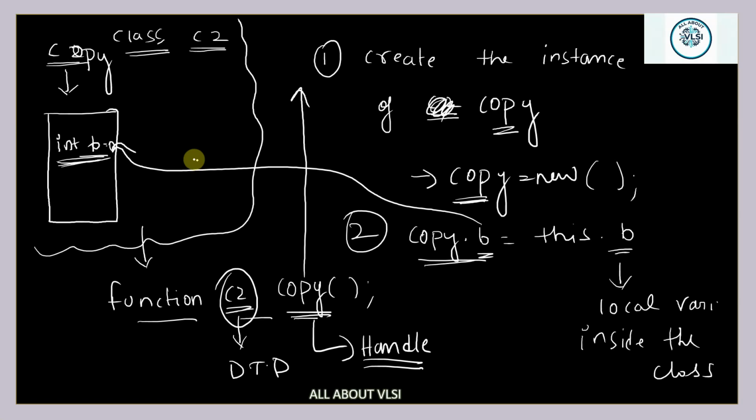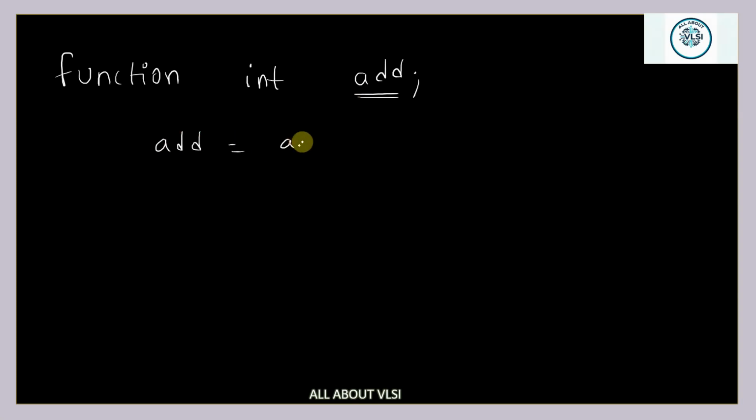Okay, let me show you again. I've written function. We need to write a data type for that function, right? The data type of this function is C2. C2 is a class name, and a class is a data type, right? And the function name is copy. Now, when we were discussing functions and tasks, I told you that if I write function int add, this is my function name, and I can use this function name as a variable. Add is equal to a plus b.